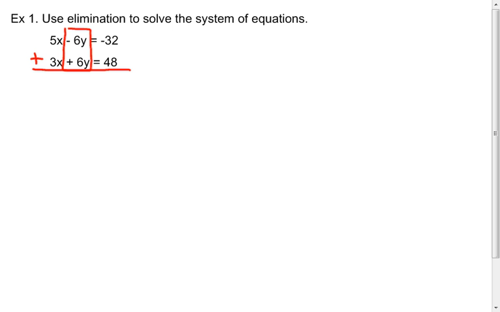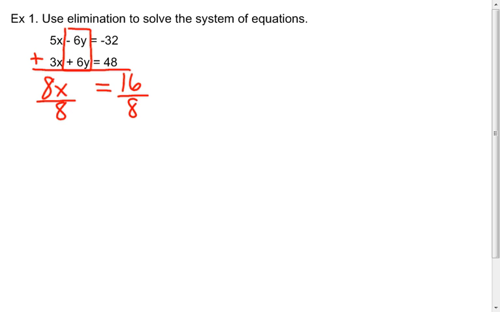So I do 5 plus 3, and that gives me 8x. Negative 6 plus 6. Remember, we said those were opposites. When you add opposites, they cancel, so those go away. Negative 32 plus 48 gives me 16. So I added the x's, I added the y's, and I added the plain numbers, and this is what I get. One of my variables, the y's, disappeared. They were eliminated. Now I have to solve for x.